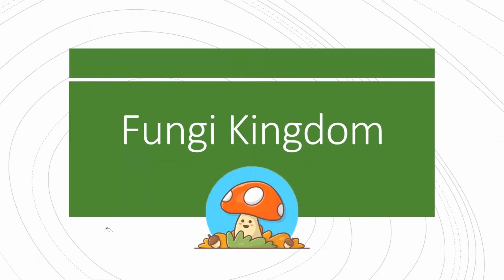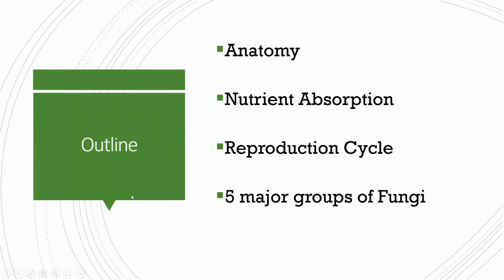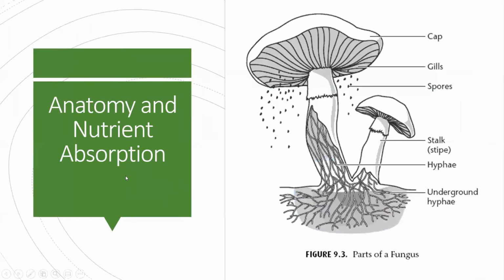So in this video, we'll be covering the fungi kingdom. First we'll be looking at the anatomy and nutrient absorption of the general fungi style. Then we'll look at the general reproductive style of these fungi. And then we'll finish off with talking about the 5 major groups of fungi and what makes them special. So first off, let's look at the anatomy.